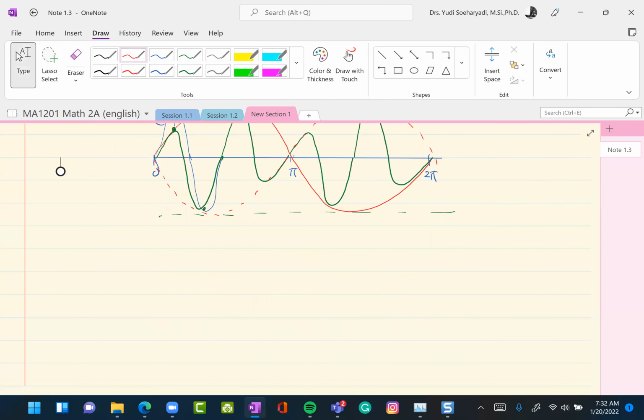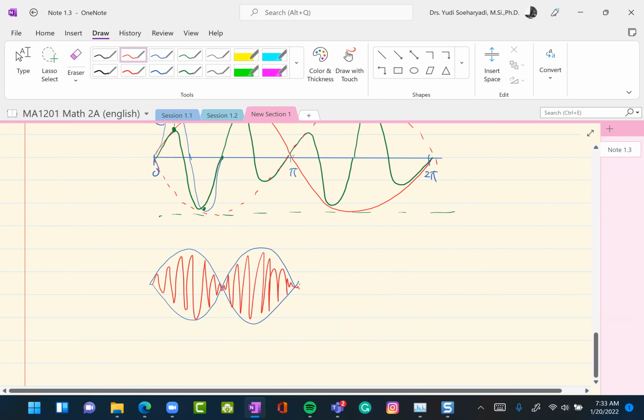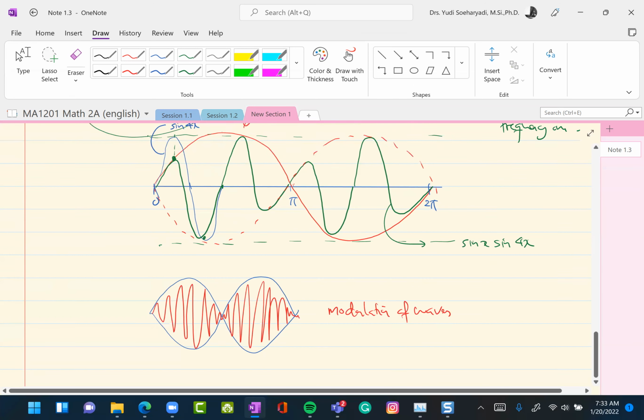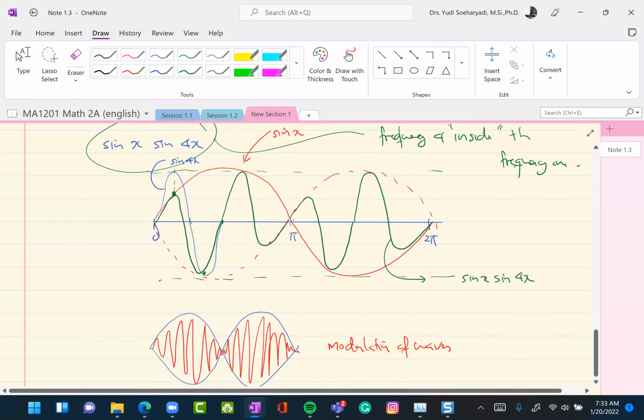So something that you should look for, probably you get a picture like this, and you have a bunch of those, so waves inside this. This is called modulation of waves. Between one is actually the sine x times sine 4x. Okay, so what about sine times cosine? Well, it's just different in phase, an initial phase difference. Okay, but basically the same.